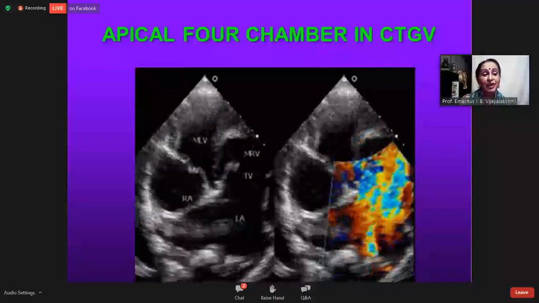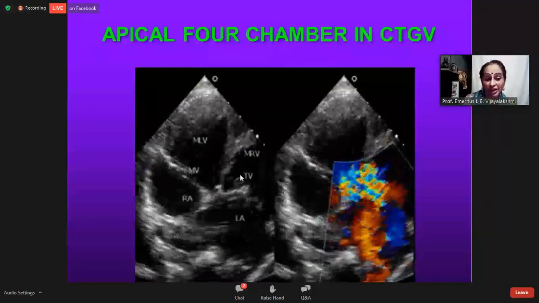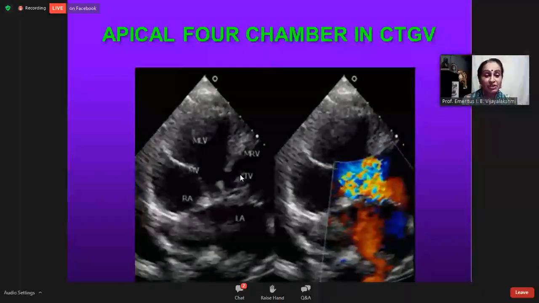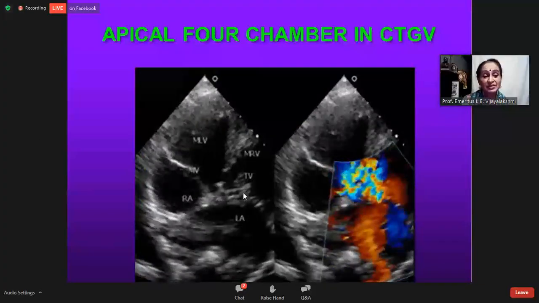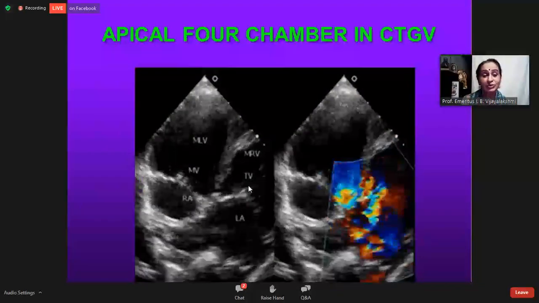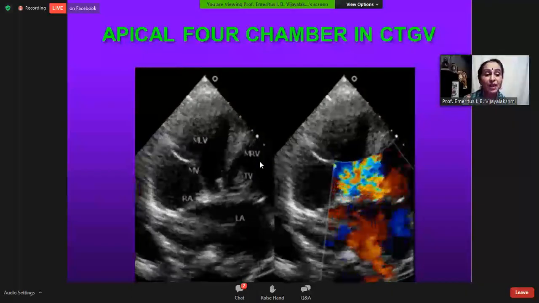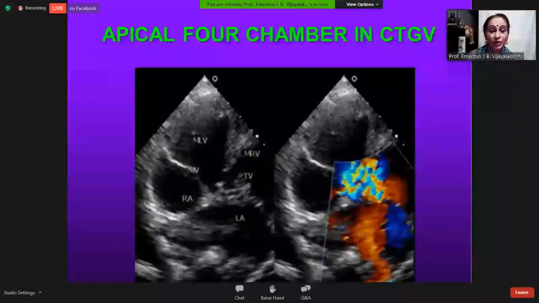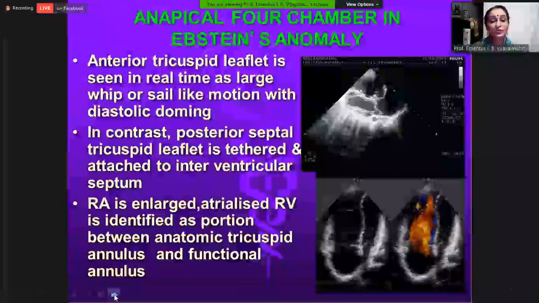So this is the apical 4-chamber view, and I showed you in the apical 4-chamber view, classically, the tricuspid valve is more apical, and here you can see that the more apical tricuspid valve is on the right side. So this is the morphological RV. And as a result, this is the corrected transposition of the great arteries with the VSD.